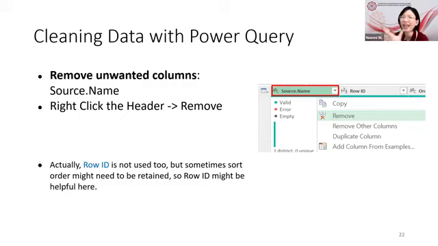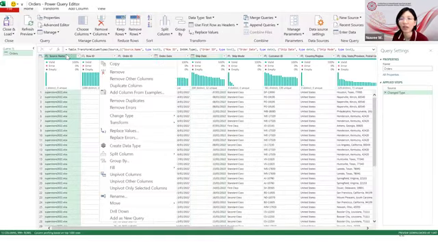right? So let's say in our scenario, we don't need source.name, so let's remove it. Just right click the header, source.name, and then choose remove. If you choose remove other columns, it will do the opposite. That means we will retain that column and then remove others. Okay. So right click and then choose remove.